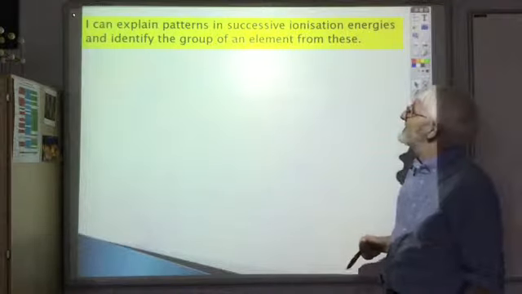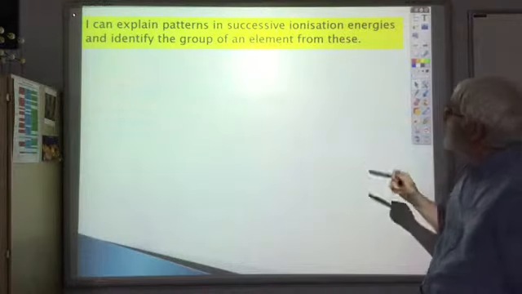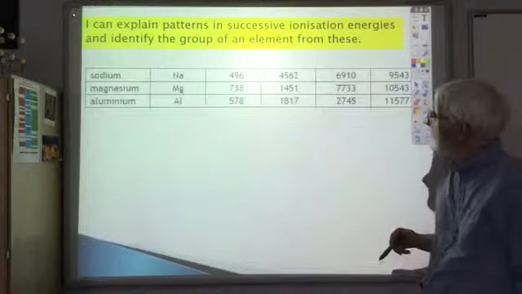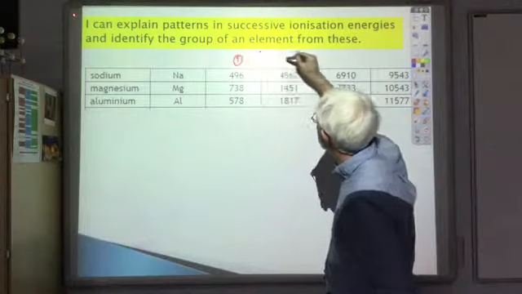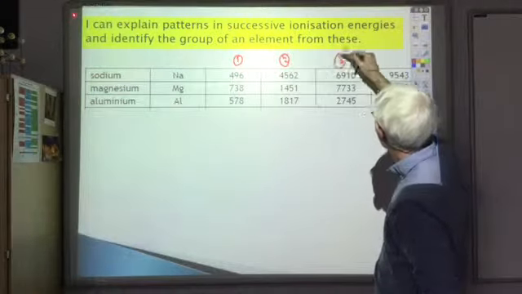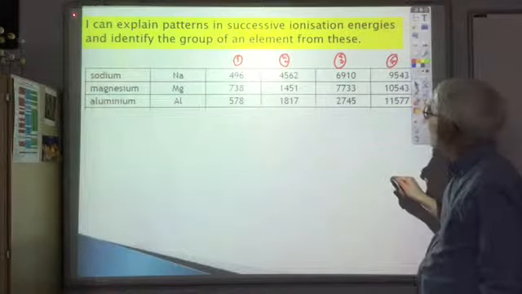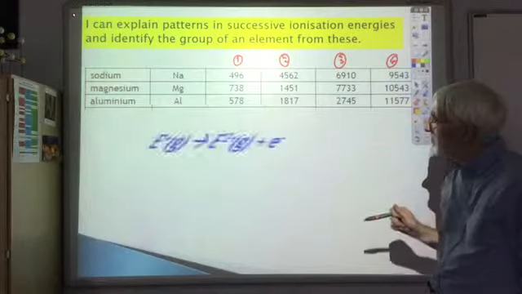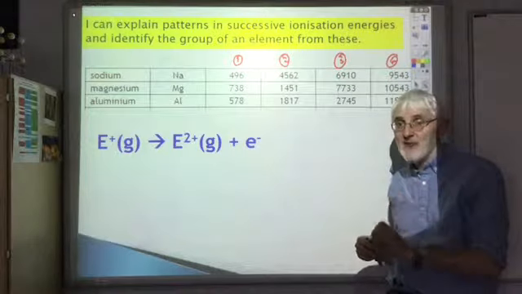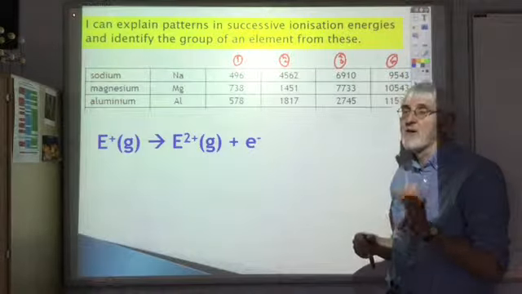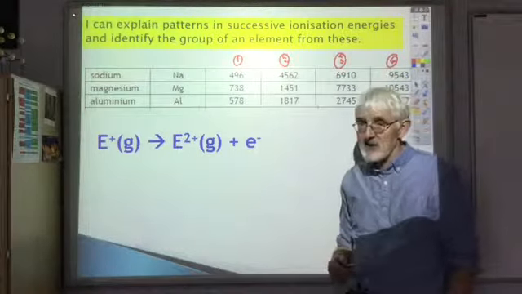I can explain patterns in successive ionisation energies, so second, third, fourth, and identify the group of an element from these. This is the first, second, third, fourth ionisation energies of sodium, magnesium and aluminium. So the equation for the second ionisation energy, that's the energy required to remove the second electron, not to remove two electrons, but to remove the second electron. So this would be the equation for the second ionisation energy.